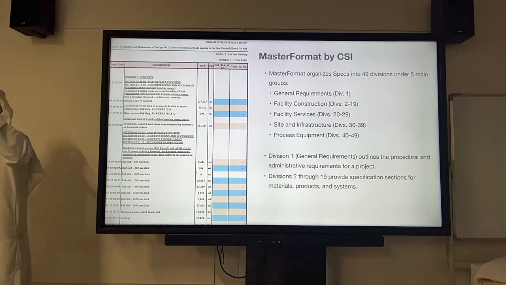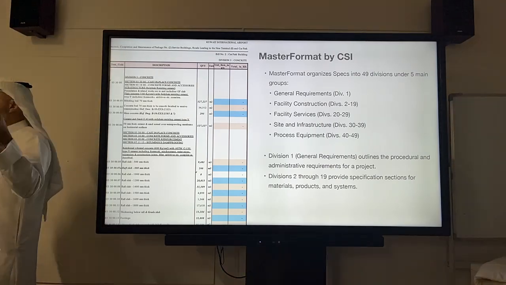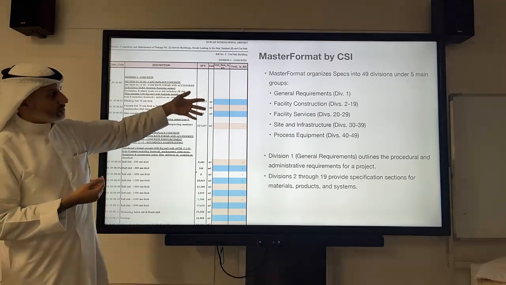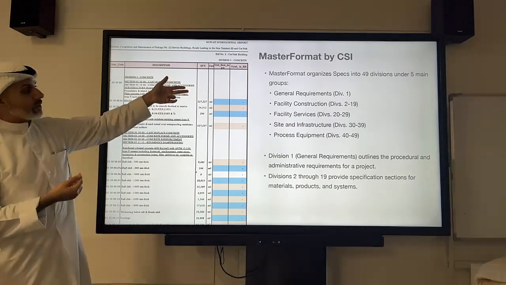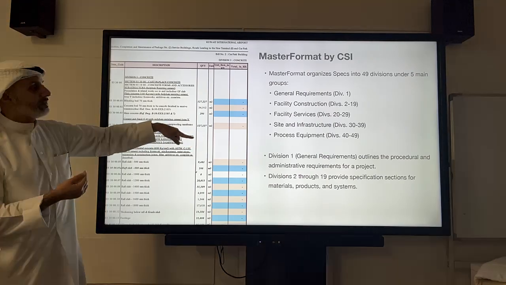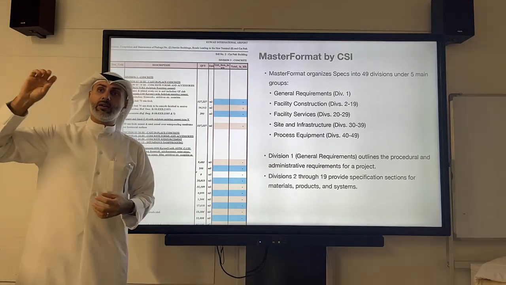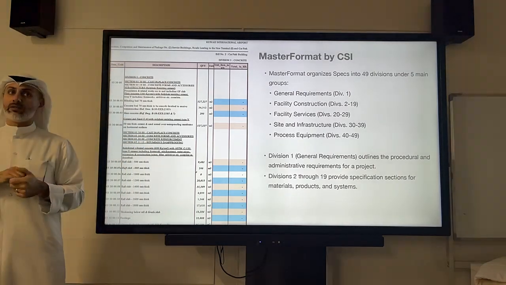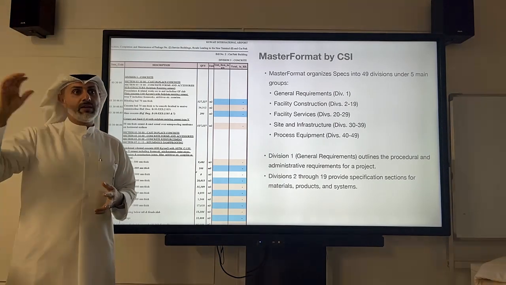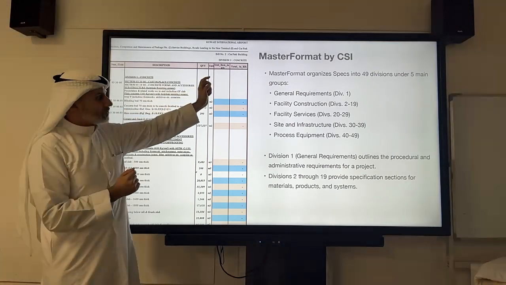So the MasterFormat, the guide by CSI, has specifications divided into 49 divisions, and they're under 5 main groups. The first main group is general requirements. That's the procedural and administrative requirements for a project: how things are managed and run, who's in charge of what, how many people the team consists of. Sometimes the ministry says they want engineers with a certain level of experience overseeing these parts of the project. So that's division 1, general requirements.